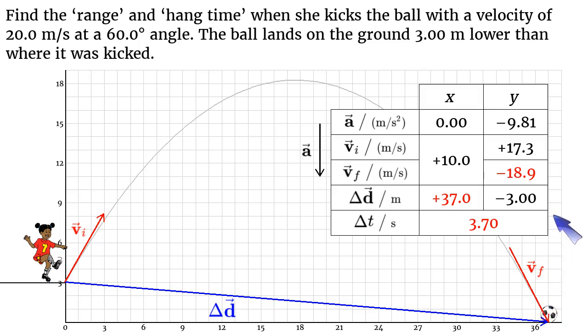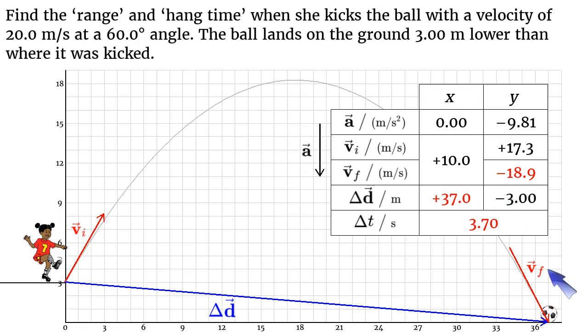So, for example, the displacement vector, we know that it has an x component of positive 37 and a y component of negative 3. If we had been asked to express that in polar form, we could use the Pythagoras formula to calculate the magnitude, and we could use the inverse tangent formula to calculate the direction. Similarly, we could do the same thing for the final velocity.